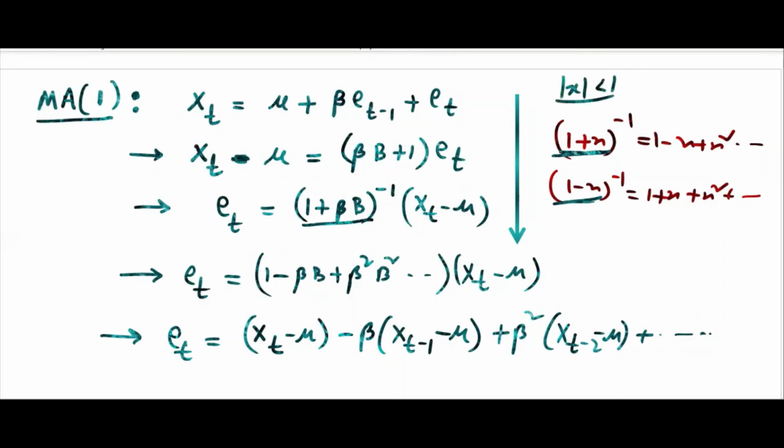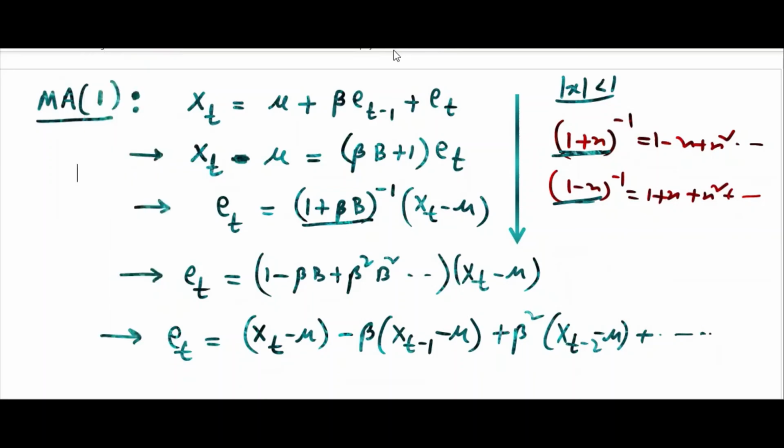Suppose I take x equal to 2 here. You can write 1 plus 2 inverse, or maybe 1 minus 2 plus 2 square. This will not be true. This is actually (1 minus 2) to the power minus 1, that is 1 by minus 1. How can the sum of all positive numbers be a negative 1? This is possible only when mod x is less than 1. Similarly, this one is possible only when mod beta is less than 1.